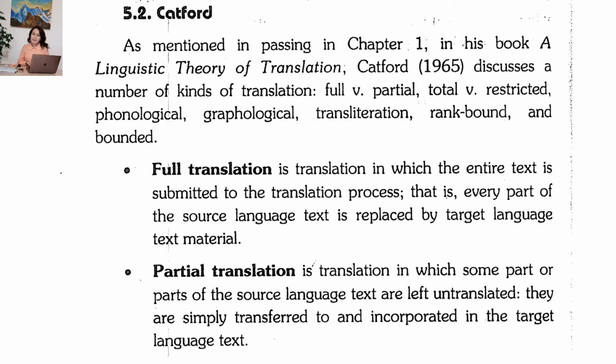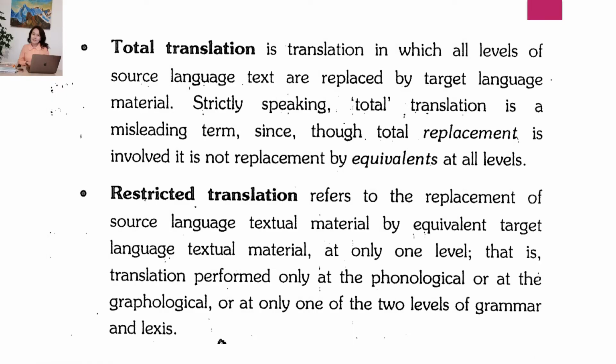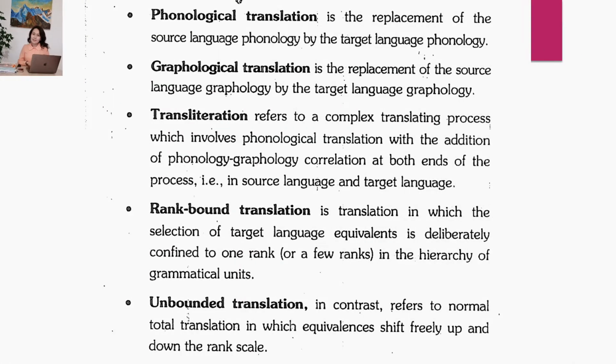And what is partial translation? It is translation in which some part or parts of the source language text are left untranslated. Total translation is translation in which all levels of source language text are replaced by target language material. Restricted translation refers to the replacement of source language textual material by equivalent target language textual material. Also here you can see other kinds of translation: phonological translation, graphological translation, transliteration, rank-bound translation, unbounded translation.